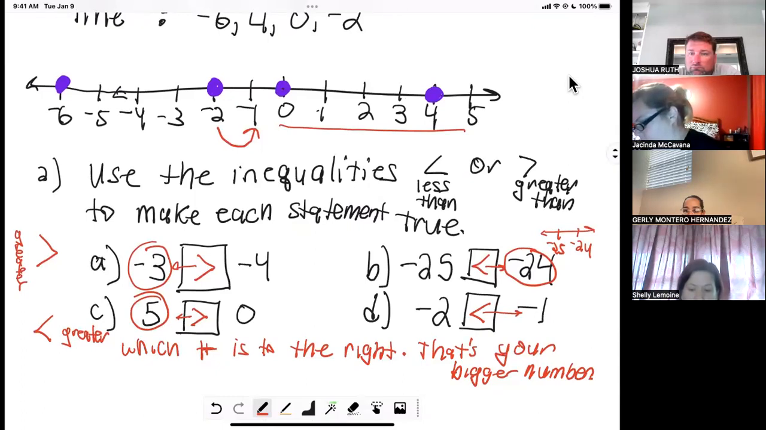Oh, okay. I like that. That's really cool. I never heard it that way. There are so many ways to think of it, and everyone has to find the way that works for them. So you use less than and greater than all the time. I love it.